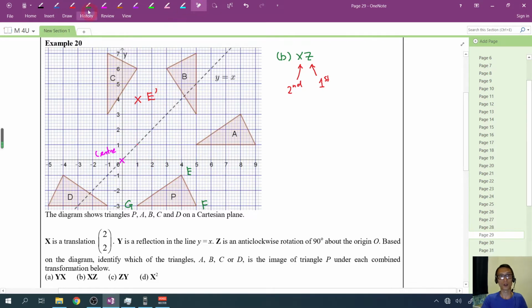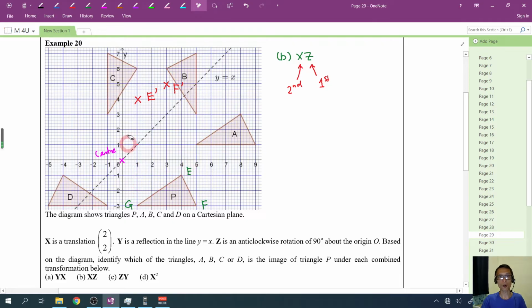Now let me do point F. Start counting from the center of rotation. 1, 2, 3, 4, 5. Remember, 5. Now rotate it 90 degrees anti-clockwise. 1, 2, 3, 4, 5. 1, 2, 3. Okay, let me make a mark here. So this is F prime.